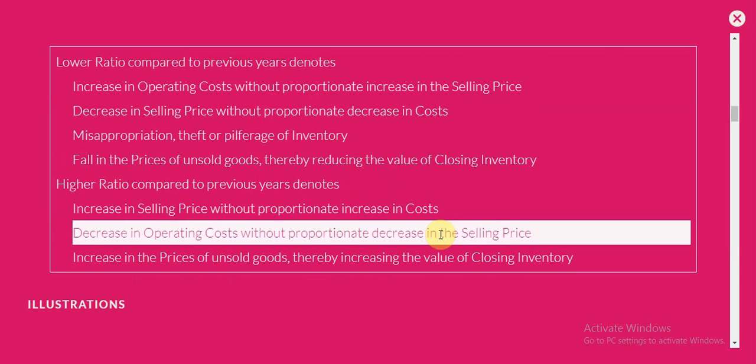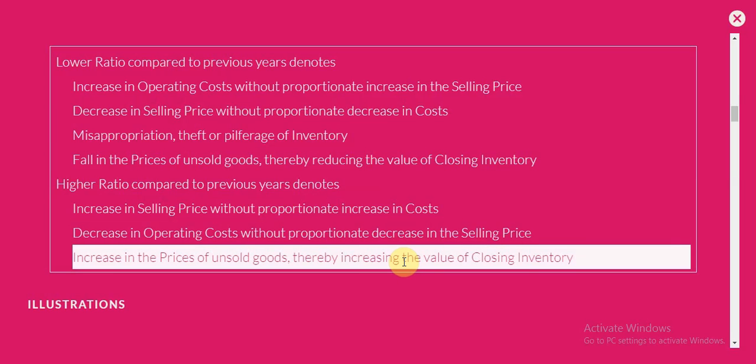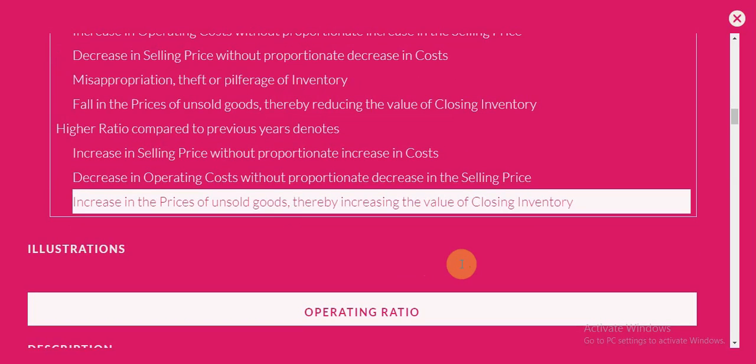Same way, there is a decrease in operating cost but there is no decrease in the selling price. Increase in the price of unsold goods, thereby increasing the value of closing inventory. So when the prices of unsold goods lying in the closing inventory increase, what happens? The value of closing inventory increases. When the value of closing inventory increases, there is an increase in the GP, and thereby the ratio also increases.